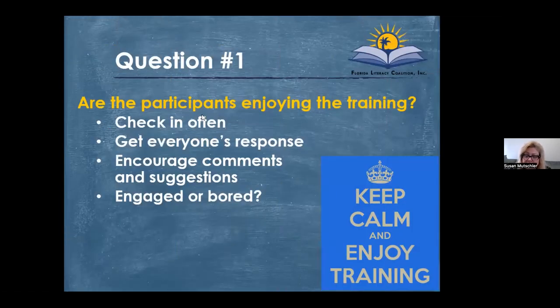So question number 1, are the participants enjoying the training? It's a little easier to do when it's in person than it is over Zoom. Checking in often, seeing if they're enjoying it, are they responding? So you want to check in with them. I like to just gauge around the room and see how everybody's doing, getting their responses, encouraging comments. Are they engaged or are they bored? Are they worried? They could even be worried. So are they enjoying the training?